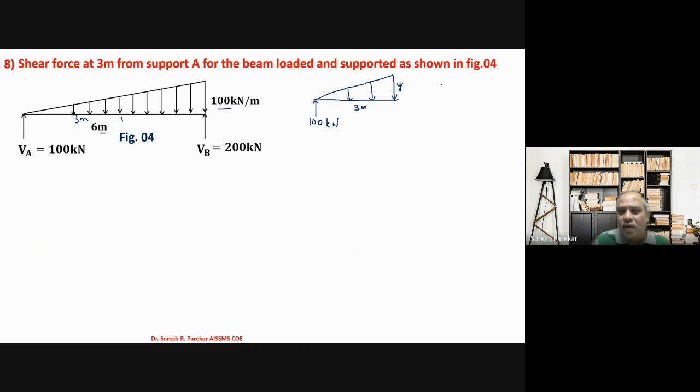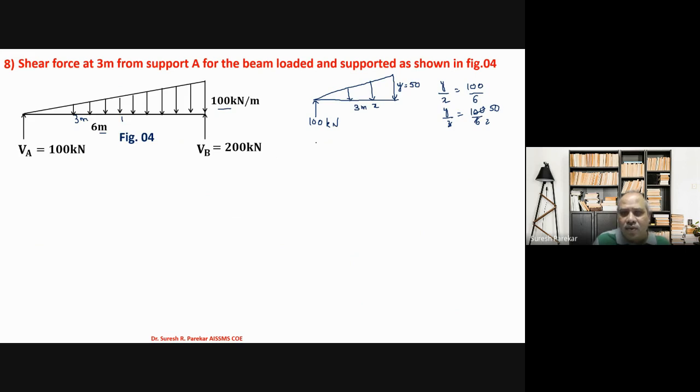Then we can have y by x, that is equal to 100 by 6. Now this x we have 3. So y by 3 is equal to 100 by 6. 3 ones are 3, 3 twos are 6. So this comes to 50. Or you can say for half the distance we have 50.